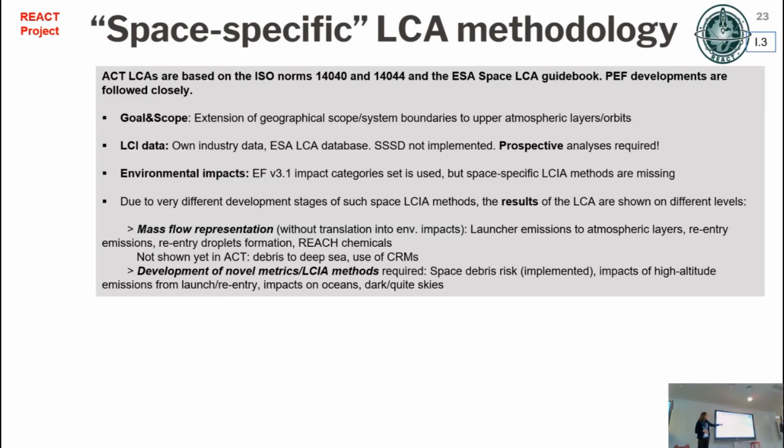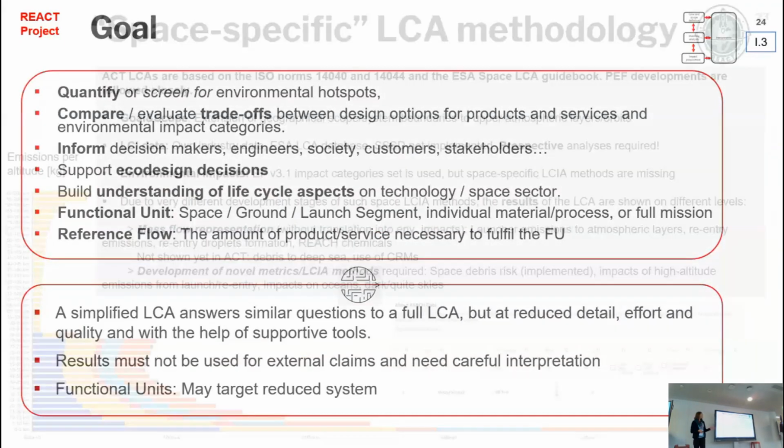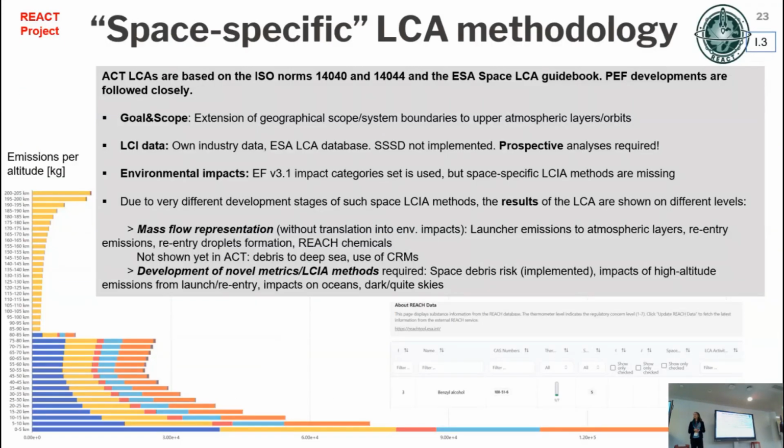We also show the REACH chemicals used. We don't show yet mass flows to deep sea and use of critical raw materials. And we are in the consortium also involved in developing such novel metrics. You will see it later on when we will have the guided tour in the software. This is, for example, how we can show emissions per altitude, different species at the different altitude layers, and also how we coupled our life cycle inventory to the REACH tool from ISAE, which exists.